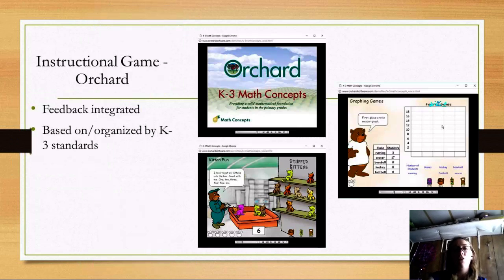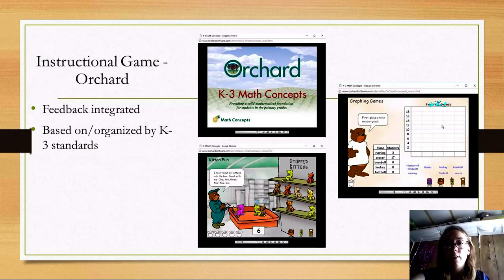And then an instructional game example would be Orchard. So Orchard is for K through 3. I believe they also have one for the higher grades, but I focused on K through 3 because that's my target grade level. And the feedback is integrated into the games. Each of the games is standards based on grade level. So like the bottom left picture of the Kitten Fun is a counting game, and that's intended for kindergarten.